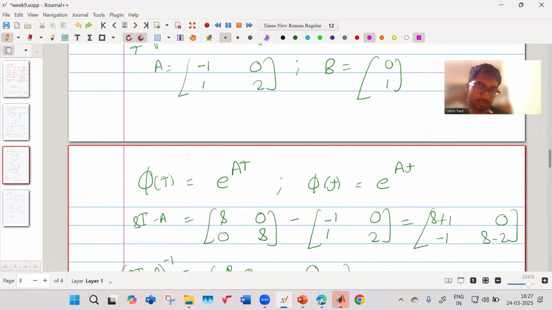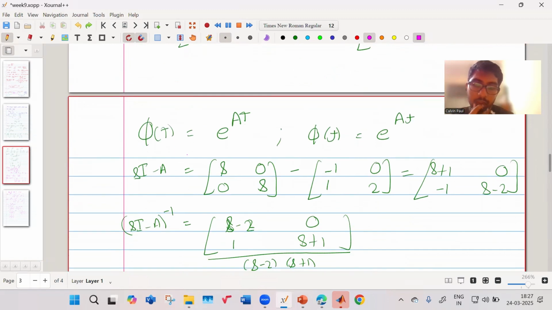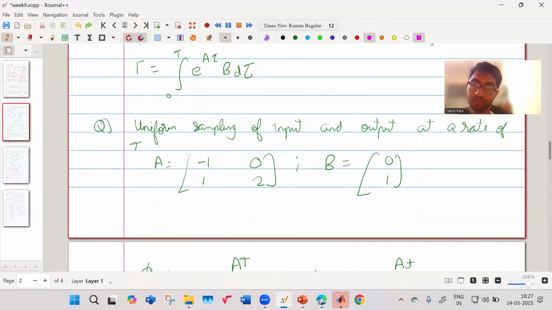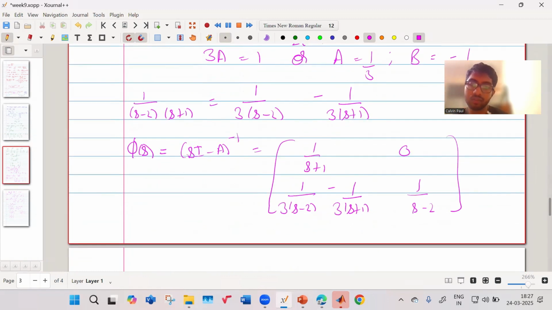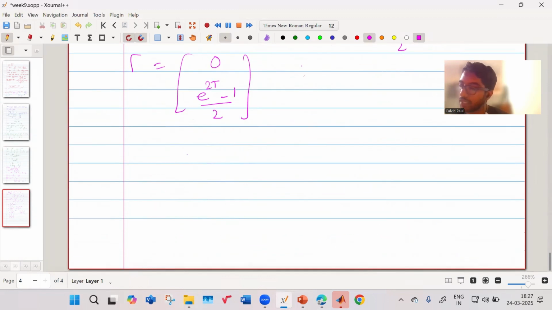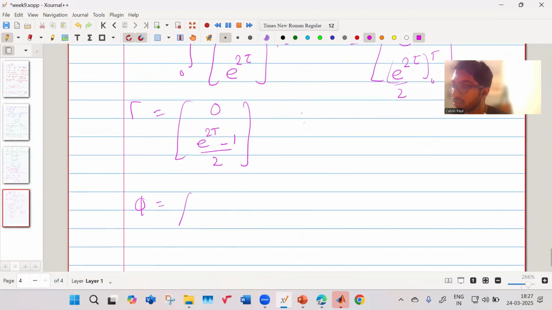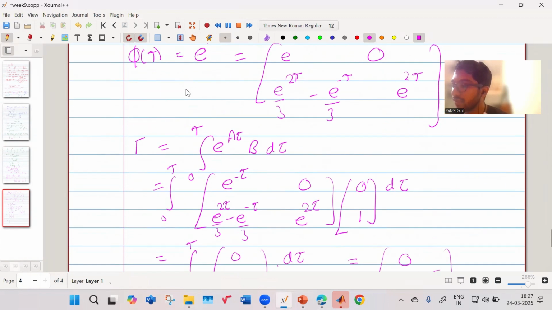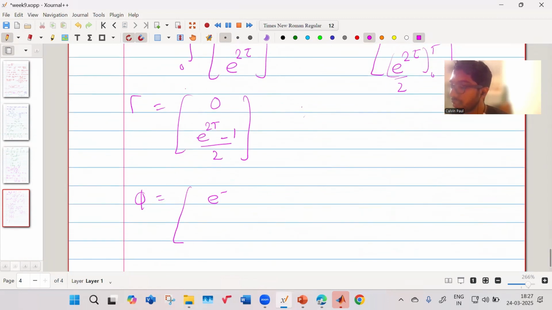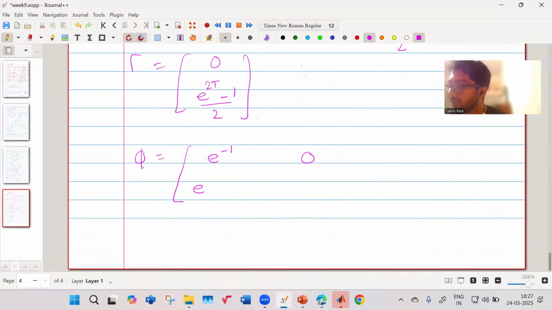Now, how do we proceed? We have found all these. We will assume T is equal to 1 second. Let us assume T is 1 second. So what do we get? Our phi is equal to e to the power minus 1, 0, e to the power 2 upon 3 minus e to the power minus 1 upon 3, and here it is e to the power 2.